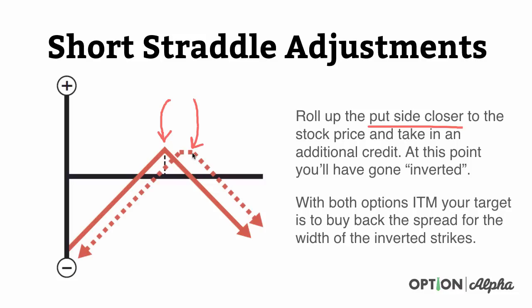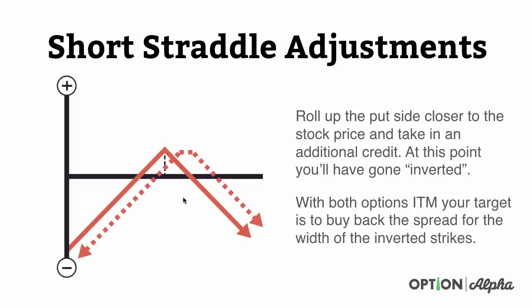Now again, what that's going to do is help you take in a net credit. That net credit is going to help move your break-even point out just a little bit further. So it's going to continue to move your break-even point and shift your entire payoff diagram over to the right. So notice how this new post-adjusted straddle shifts its payoff diagram over to the right by rolling up that put spread side.